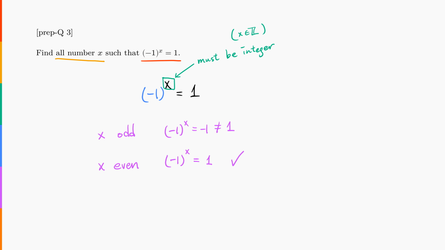And if x is even, then minus 1 to the power of x will be equal to 1, which satisfies our equation. Pay attention again, when we say even number, it includes all the positive even numbers, 0, and all the negative even numbers. Sometimes this set is also written as 2Z, which is an infinite set. It has infinitely many elements in it.